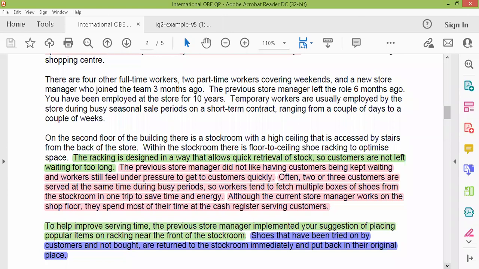Although the current store managers work on the shop floor, they spend most of their time at the cash register serving customers. So the current store manager, who was hired by this company 3 months ago, is only serving customers, and he spends most of the time on the cash register. He is not caring about health and safety.